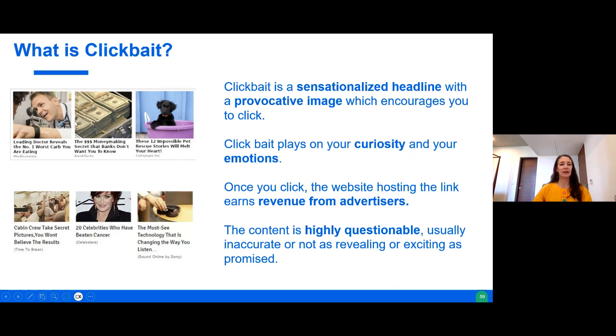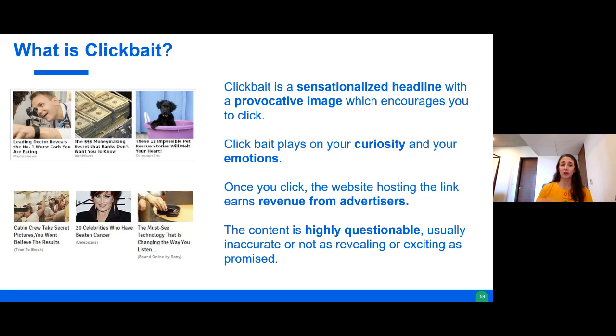And it says the money-making secret that banks don't want you to know about. So that sounds wonderful. I'd love to know how to make more money. It plays on your curiosity. I wonder what those secrets are that banks don't want me to know about. Or, you know, this cabin crew takes secret pictures and you won't believe the results. Well, gosh, I just flew last week. What if the cabin crew is taking pictures of me? I better find out what's going on. So these kinds of clickbaits, they play on your curiosity.